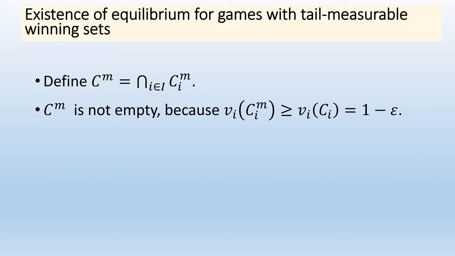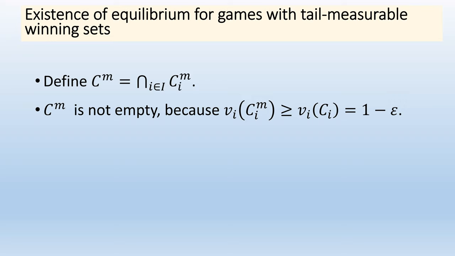No. Wait. First, the set WI is tail measurable. The set CI is not tail measurable. So this is the first point that maybe I was not very clear about. CI is not tail measurable. It's an approximation from the inside with a closed set of a tail measurable set, but it doesn't need to be tail measurable by itself. Okay, thank you.